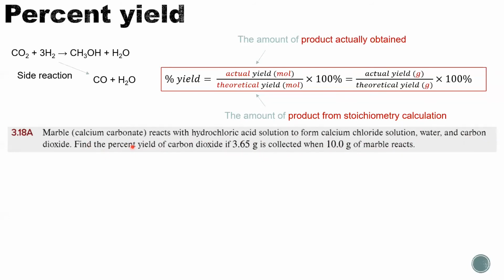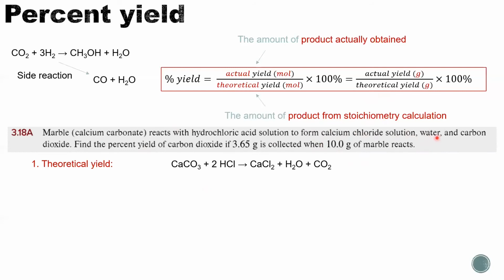Okay, so it asks for the percent yield, and obviously we need to know the actual yield and theoretical yield. The actual yield is provided, so it's 3.65 gram. So we can use the second part of the equation. We just need to find out the theoretical yield of the carbon dioxide in the unit of gram, which means it's in mass. And then we can solve this problem. So first, we need to write out the chemical equation because the theoretical yield is based on the stoichiometry calculation, right? We need to know how much CO2 can be produced by 10 grams of marble.